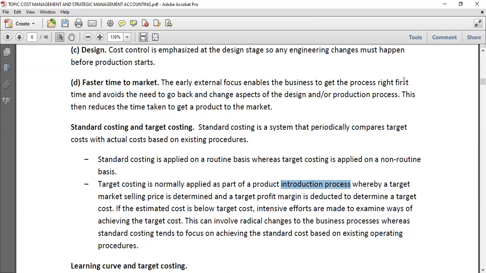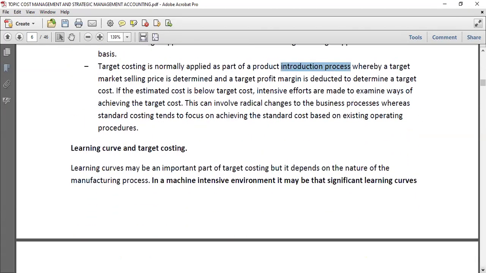So that's just a comparison of the two, to help you also understand. One of the other things to comment on is the learning curve and target costing. Now, I think this was around cost estimation. One of the topics we did is cost estimation, and one of the models we looked at was the learning curve.